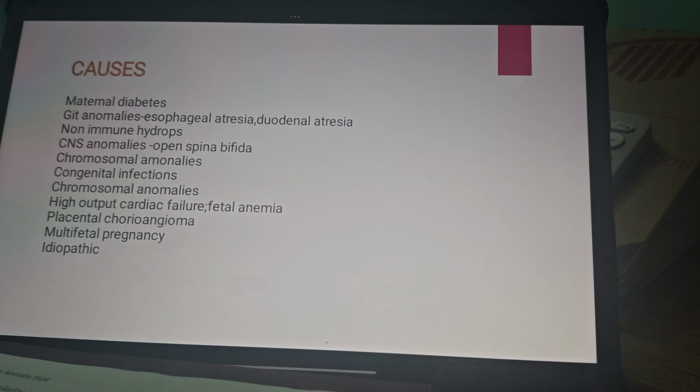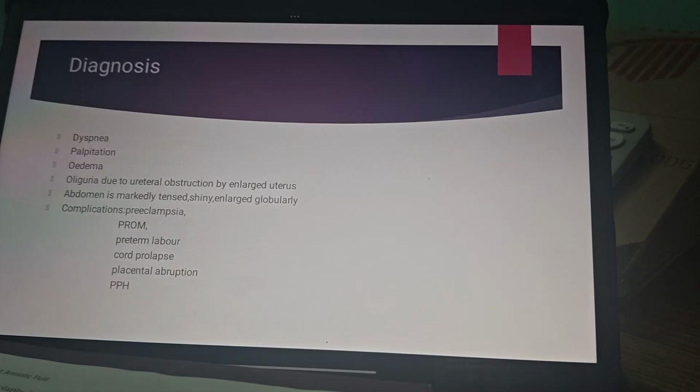Causes can be maternal diabetes, which can cause both oligo and polyhydramnios, GI abnormalities like esophageal atresias, duodenal atresias, non-immune hydrops fetalis, CNS abnormalities like open spina bifida, chromosomal anomalies, congenital infections, high output cardiac failure, fetal anemia, placental tumors like chorioangiomas, multifetal pregnancies, and idiopathic.